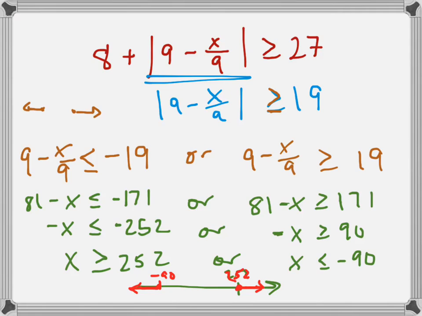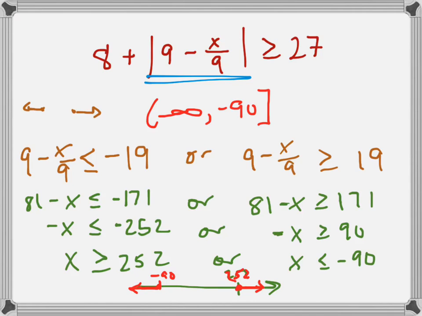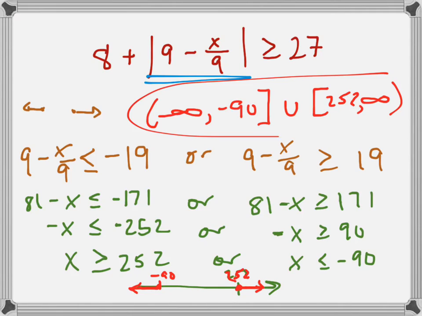Now if I wrote that in interval notation, which is what they want on this particular problem, I would start with negative infinity, go to negative 90 and include it, so put a bracket like that, union, start at 252 including 252, and go to infinity and not include the infinity on the right. Okay, and there's my solution.